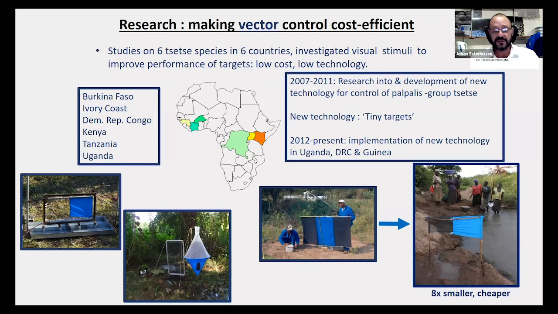This is purely an experimental tool. Of course, you cannot do this in the field because each electric net works with a car battery and an inverter, so it's purely an experimental setup, but very efficient to study the tsetse fly behavior and ecology.